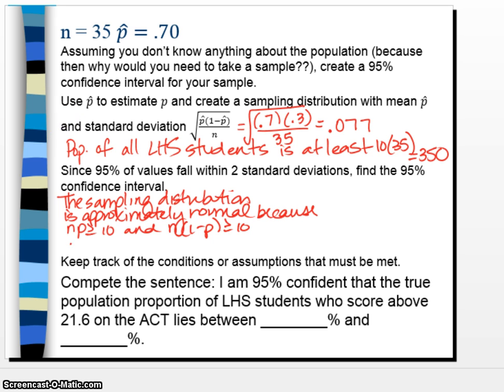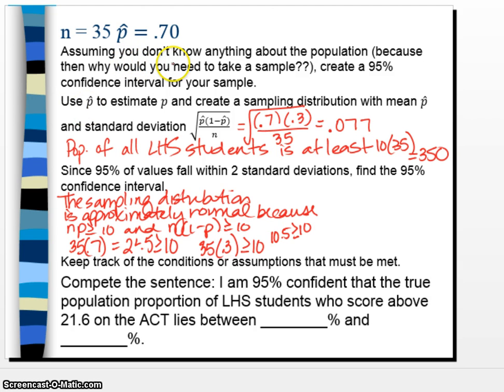So we have 35 times 0.7, which is 24.5, which is obviously greater than or equal to 10. And I don't know why that 4 won't write, but we're going to move on. That should say 24.5. And then we have 35 times 0.3, which is greater than or equal to 10, because 35 times 0.3 is 10.5. So barely, but 10.5 is obviously greater than or equal to 10. So we can say it's normal, and therefore we can use two standard deviations on either side.